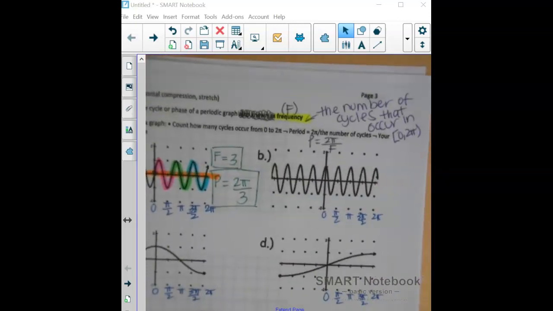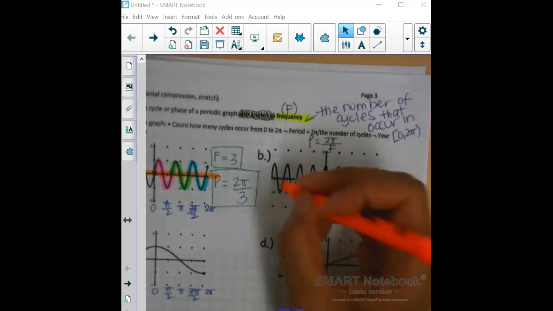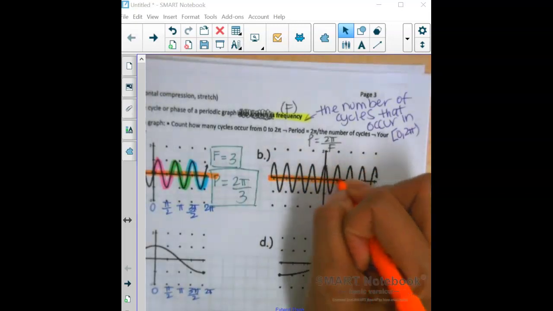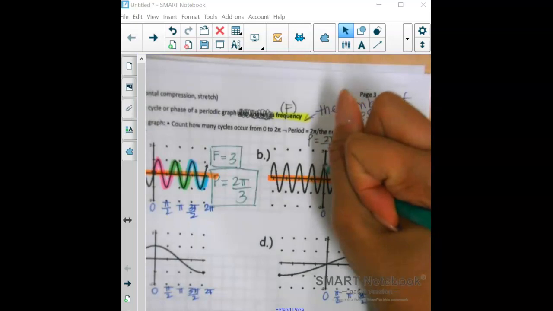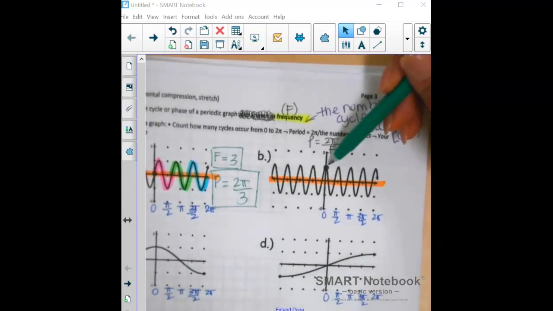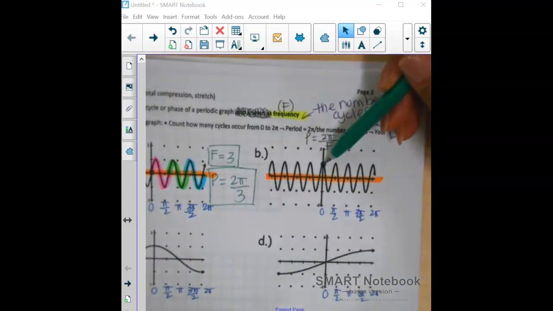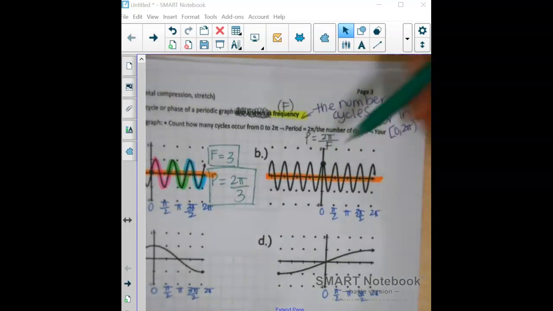So for letter B, first thing I want to do is identify what the midline is. So Valerie E, what's the midline? What's the equation for it? Y equals 0. So it's again the x-axis. We got lucky. I have my x-intercept up here. Valerie E, for this green dot, what kind of graph is this? Is this sine or cosine? It is cosine.